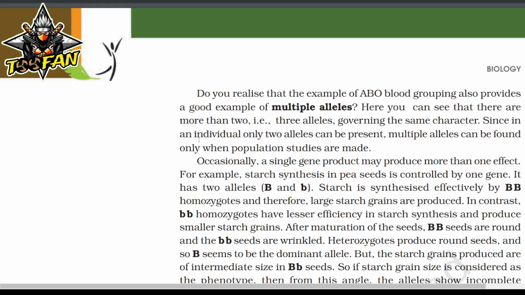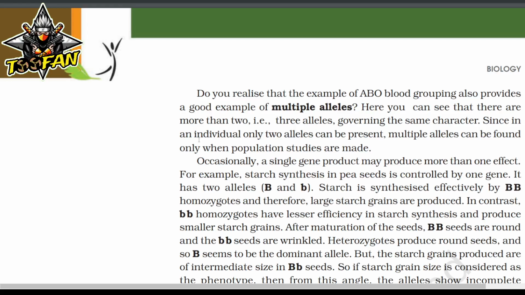Since in an individual only 2 alleles can be present, multiple alleles can be found only when population studies are made. Occasionally, a single gene product may produce more than one effect. For example, starch synthesis in pea seed is controlled by one gene. It has 2 alleles. Starch is synthesized effectively by BB homozygotes, and therefore large starch grains are produced. In contrast, bb homozygotes have lesser efficiency in starch synthesis and produce smaller starch grains. After maturation of these seeds, capital B seeds are round and small b seeds are wrinkled.